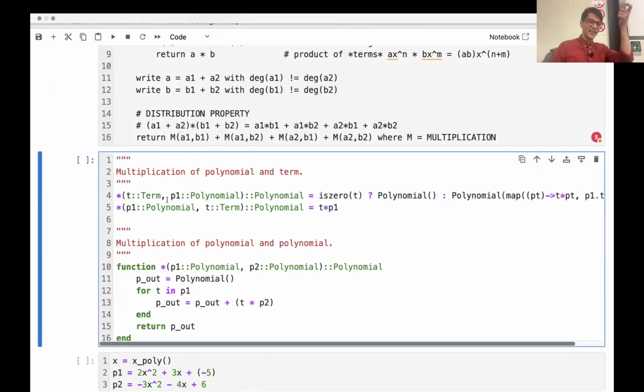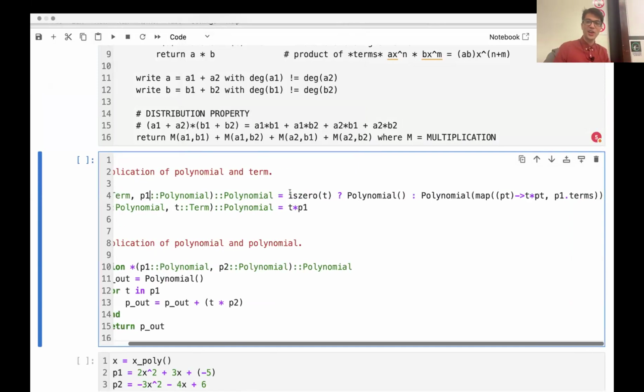Oh, so this is how you take a term and multiply that term by a polynomial. This is like left distribution, right? They're saying just take that term t and multiply it against every term of the polynomial. So that's what this map is doing, right? Map multiplied by t every term in here, okay?